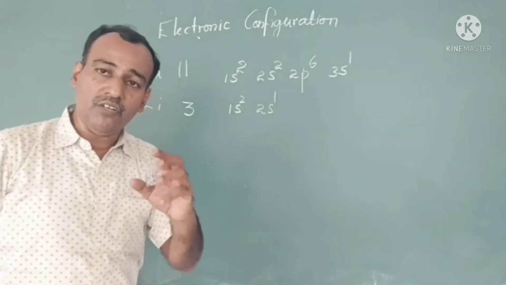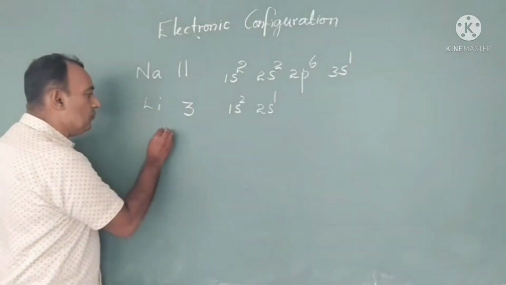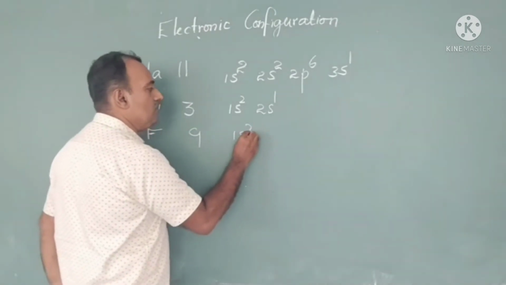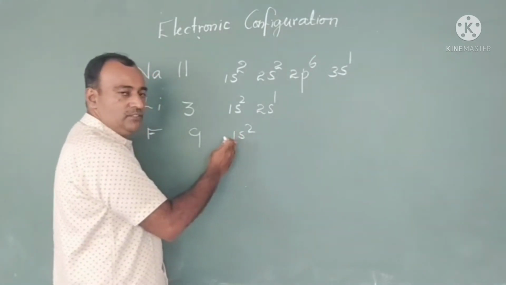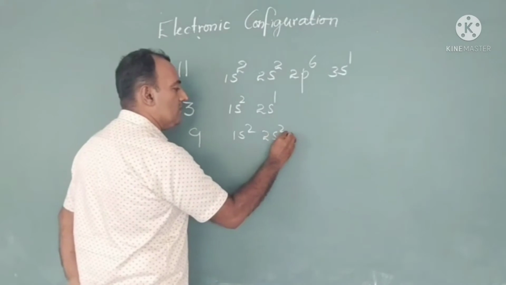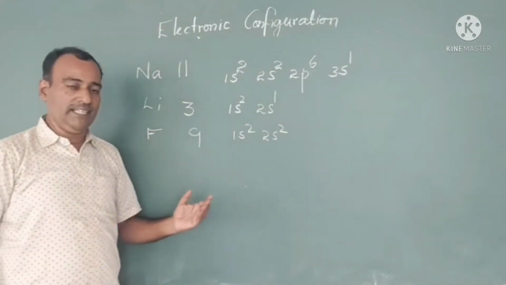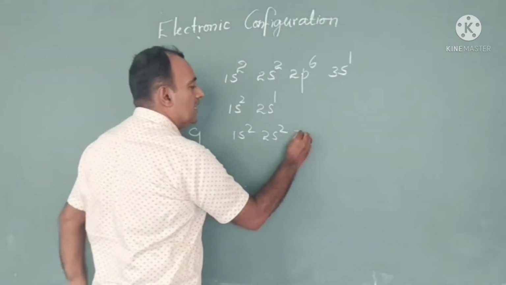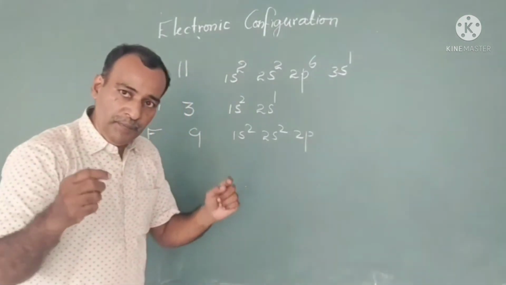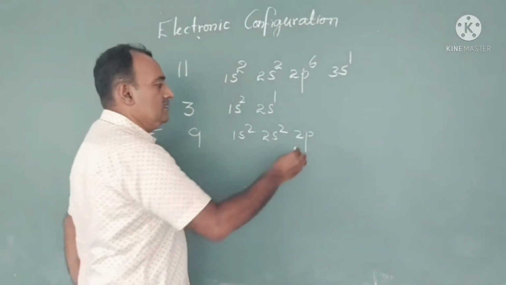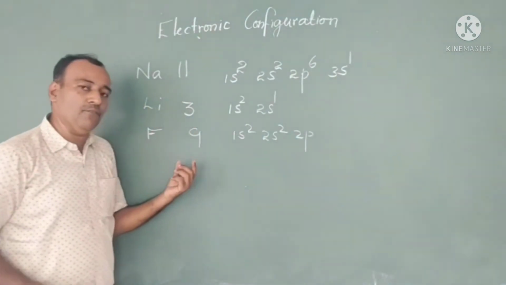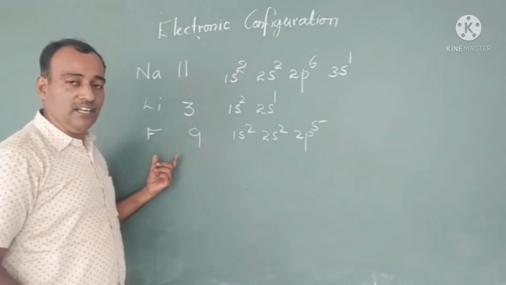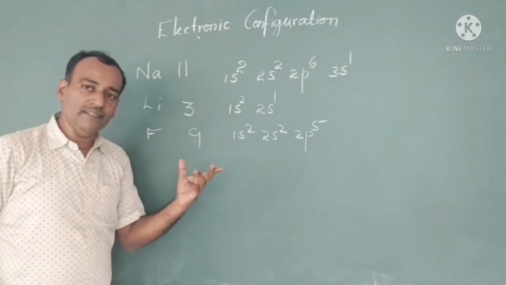So what about the electronic configuration of fluorine? Atomic number 9. 1s2, that is, s can accommodate 2 electrons. Then 2s can accommodate 2 electrons. 2 plus 2, 4 electrons are over. 5 more electrons are remaining. So next to 2s, the 2p orbital will come. The 2p can accommodate a maximum of 6 electrons, but we have only 5 electrons, so 5 electrons will be there.